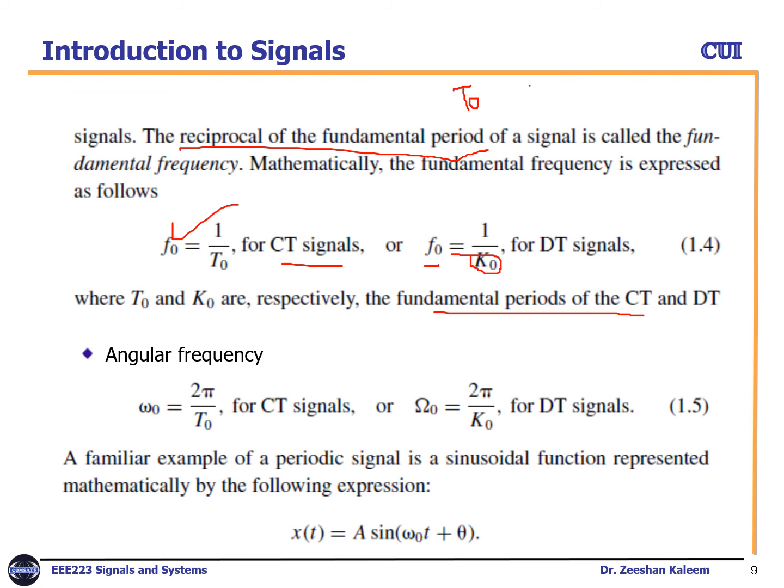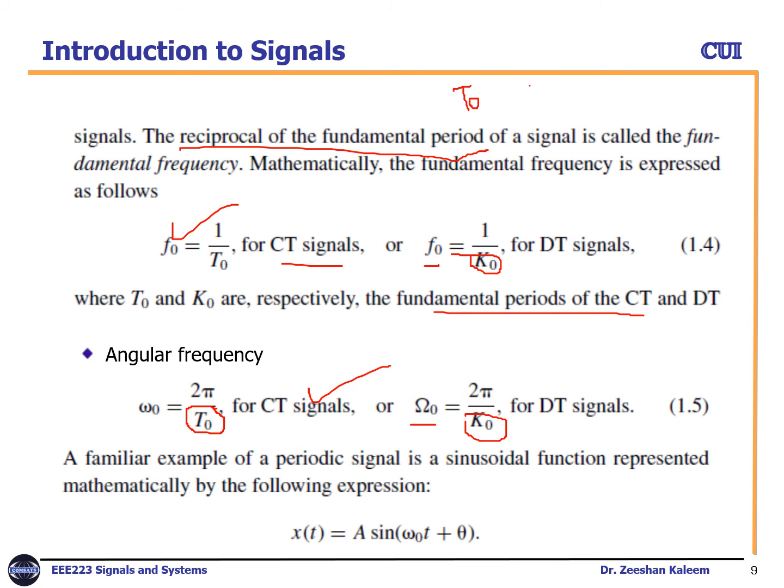The other term is angular frequency, which can be calculated as 2 pi over T naught, using the fundamental period. So similarly, for a discrete time signal, we have omega naught equals 2 pi over K naught. Instead of T naught, here we have K naught for the discrete time signal.